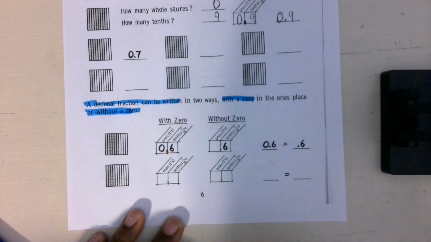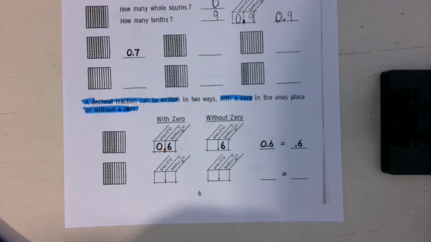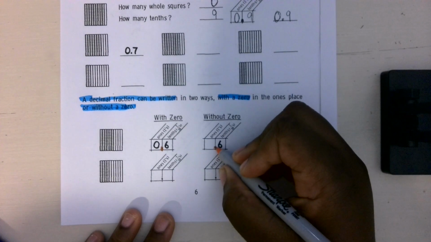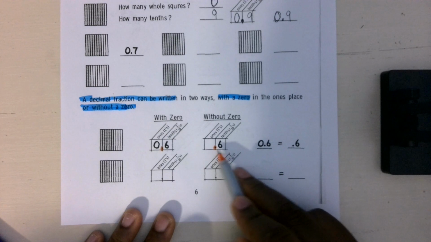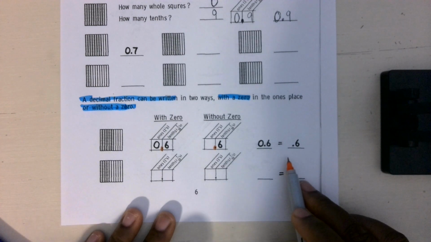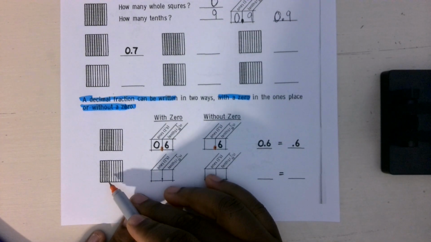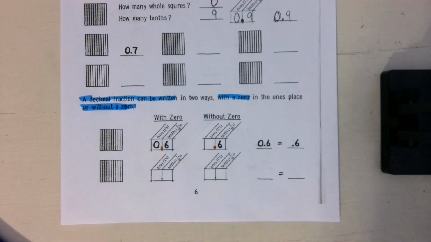And then the example shows me how to write it with a 0. That's 0 and 6 tenths. Or without a 0, and I would just write the 6 tenths part. So go ahead and do that for this portion down here.